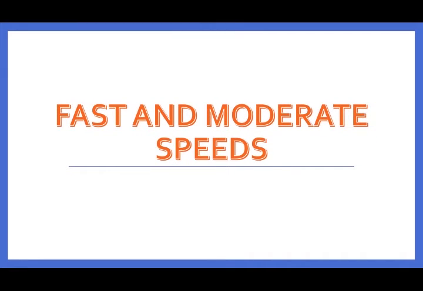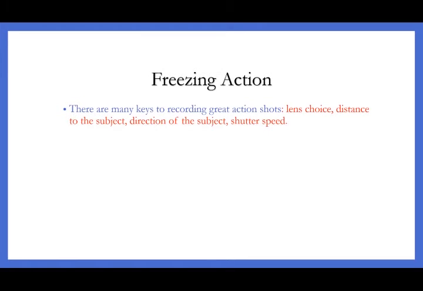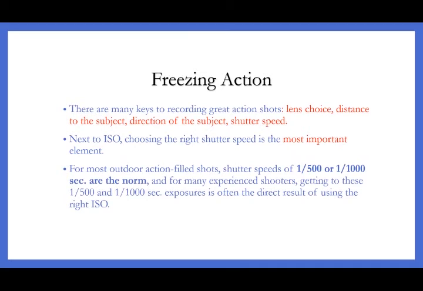Fast and moderate speeds. Freezing action. There are many keys to recording great action shots: lens choice, distance to the subject, direction of the subject, and shutter speed. Next to ISO, choosing the right shutter speed is the most important element. For most outdoor action-filled shots, shutter speeds of 1/500 or 1/1000 second are the norm, and for many experienced shooters, getting to these 1/500 and 1/1000 second exposures is often the direct result of using the right ISO.